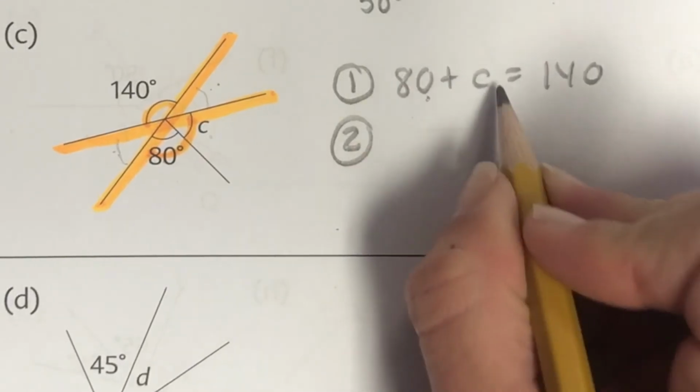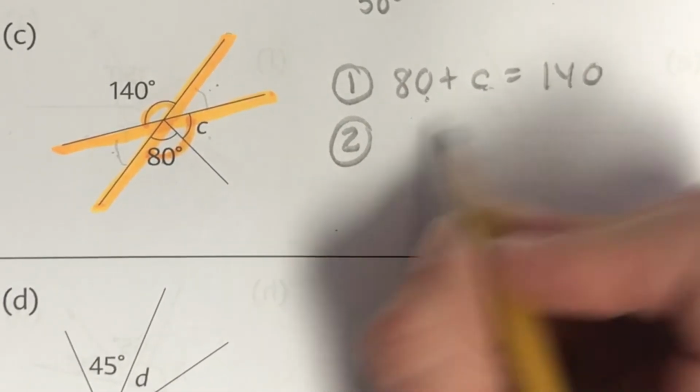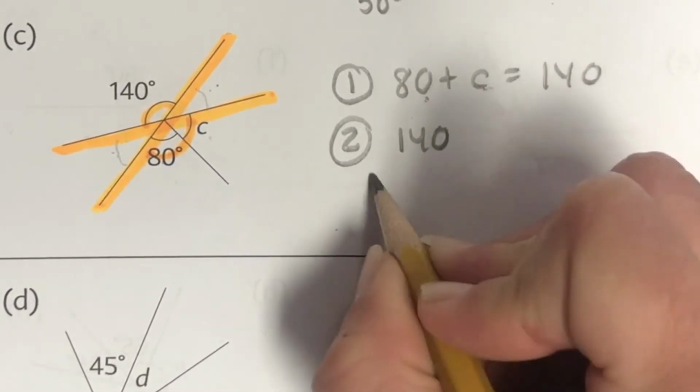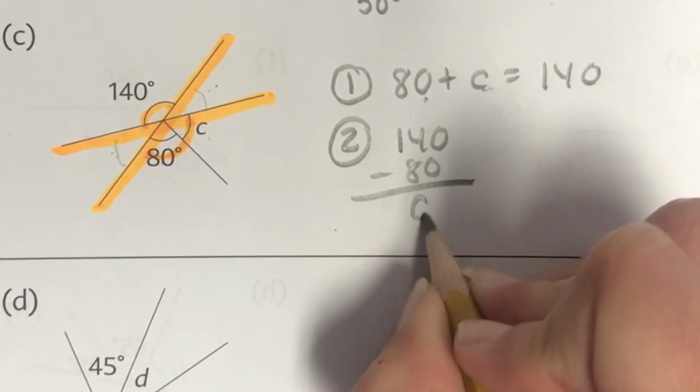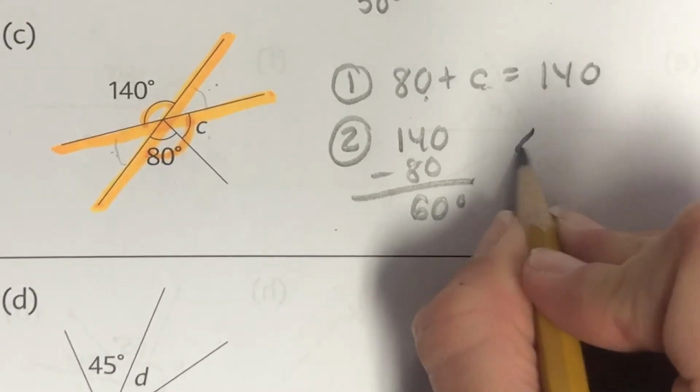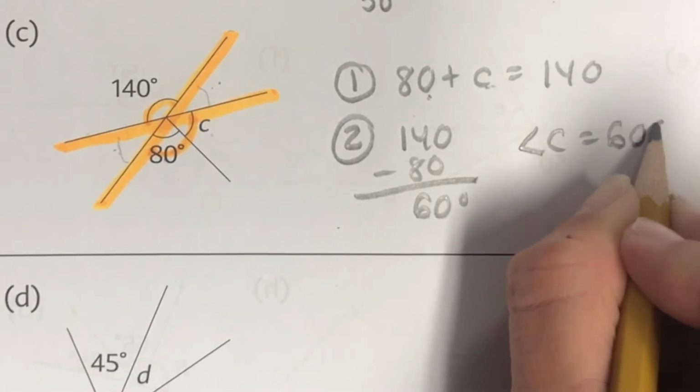So to find this unknown part, we're going to subtract. 140 minus 80 equals 60. So that means that angle C equals 60 degrees.